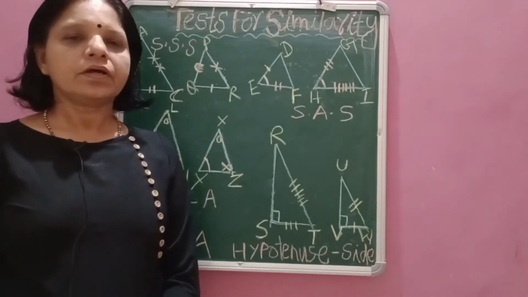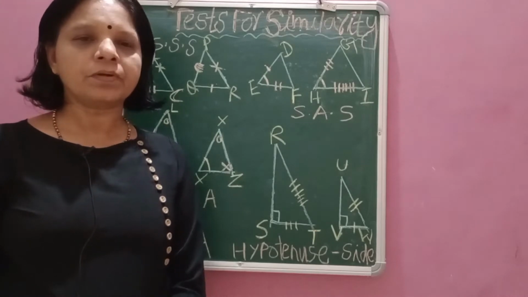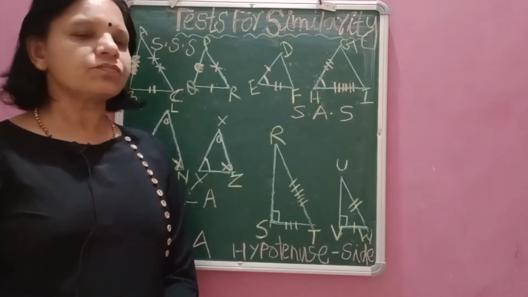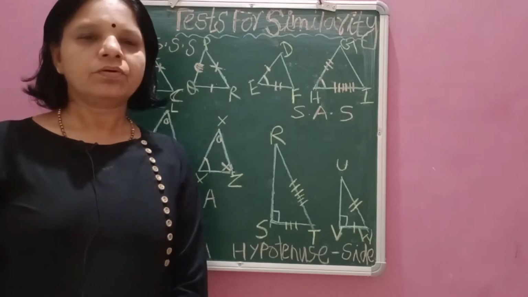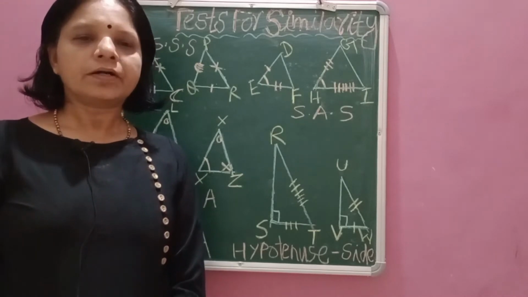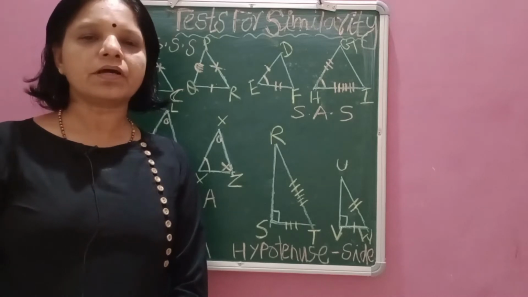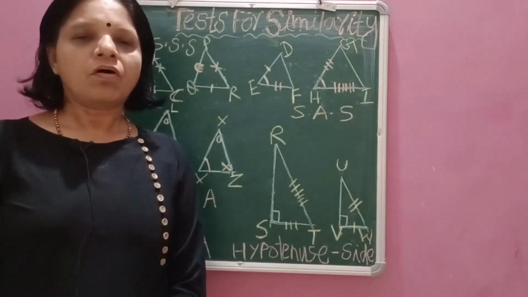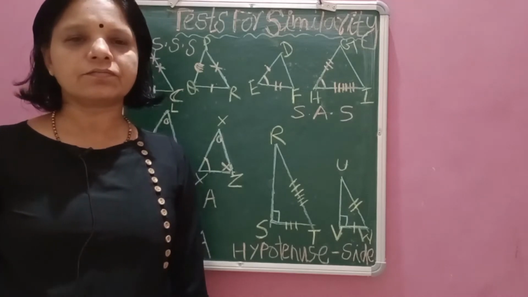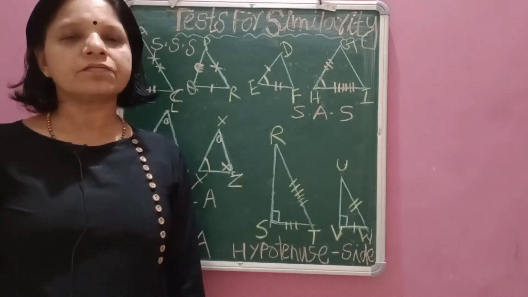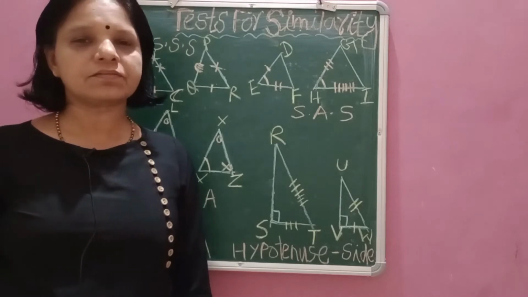So today I am here with a new topic, that is test for similarity in triangles. You have studied what are the conditions for similarity of triangles. There are 6 conditions to be satisfied for two triangles to be similar. Which are the 6 conditions?